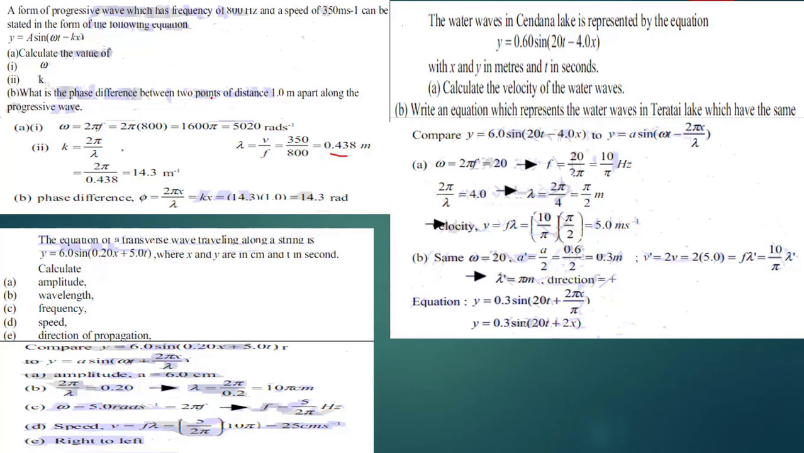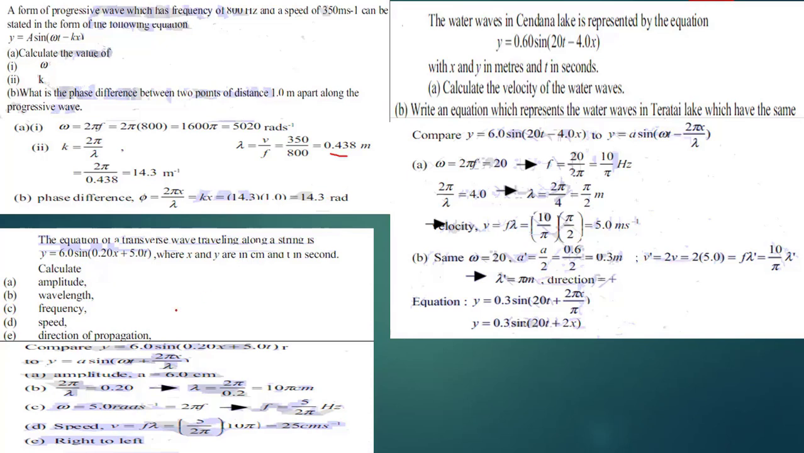Phase difference between 2 points: you know the phase difference is 2 pi x over wavelength, which is equal to kx. So we have k which is 14.3, and we have the value of x which we were given to use, which is 1 meter, so you can get the answer just like that, the phase difference.